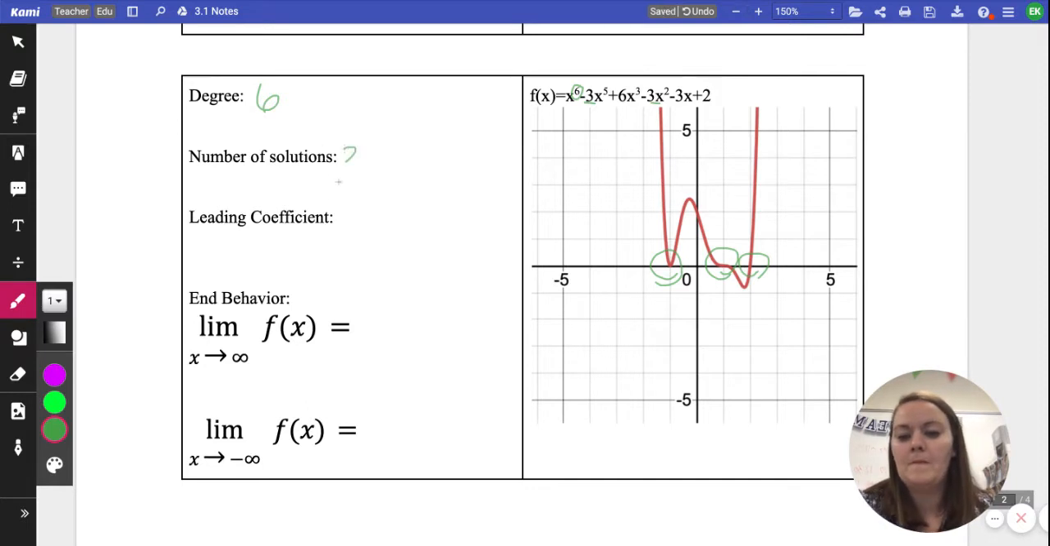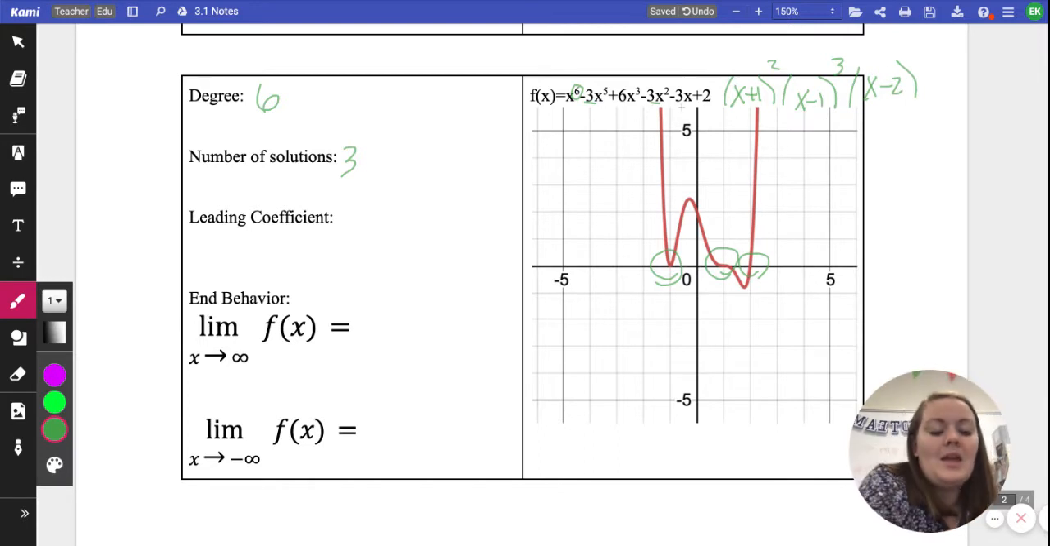We'll talk about it more later, but another way to write this graph is x plus 1 squared times x minus 1 cubed times x minus 2. And we'll talk more about this later. This is just a quick glimpse. So we have this solution of x equals negative 1 twice. So it's 2 solutions. And then here I have the same solution, x minus 1 cubed. So I have that same solution 3 times. So 2, 3, 4, 5, and I have the solution once. So that actually makes it 6 solutions.